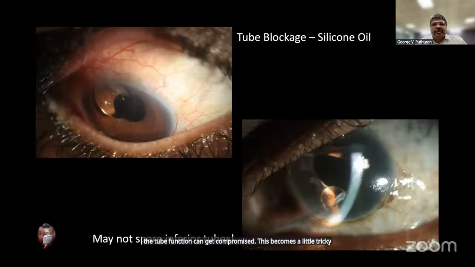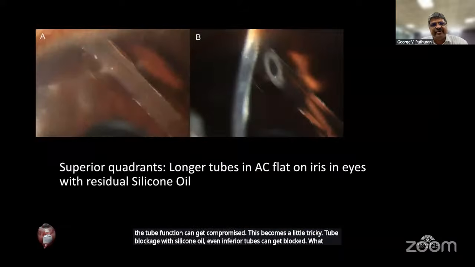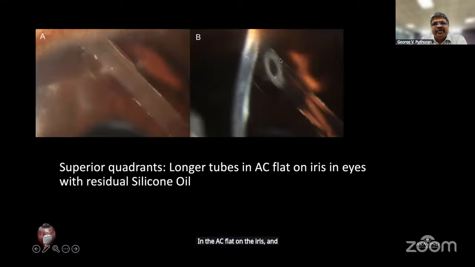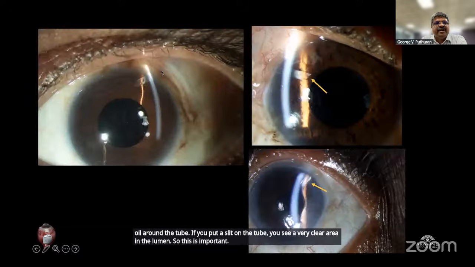Tube blockage with silicone oil, even inferior tubes can get blocked. What we do now is, if we prefer the supratemporal superior quadrant, we try to leave a longer tube in the AC flat on the iris. And if you see, there is silicone oil around the tube. If you put a slit on the tube, you see a very clear area in the lumen. So this is important, especially to exclude tube blockage as a cause for increased pressure post-operatively.